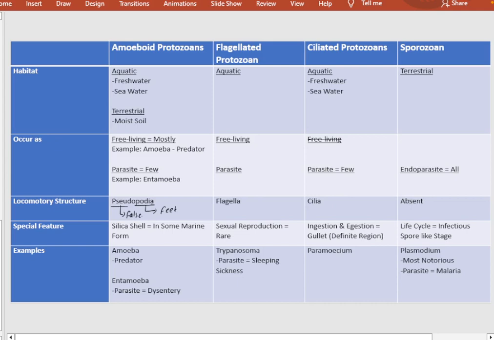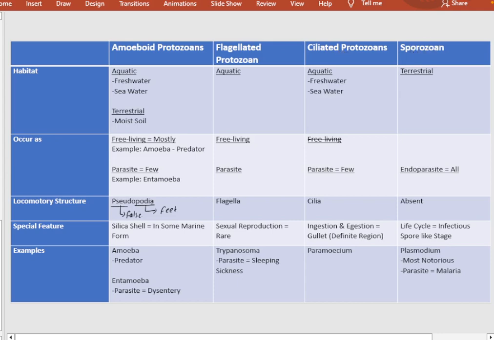The first most important thing is habitat. This is the confusing part. Amoeboid protozoans are freshwater, seawater and terrestrial, so aquatic as well as terrestrial. Flagellated protozoans are aquatic, and ciliated are also aquatic. So if flagella or cilia is there, they are aquatic. Remember it like this.